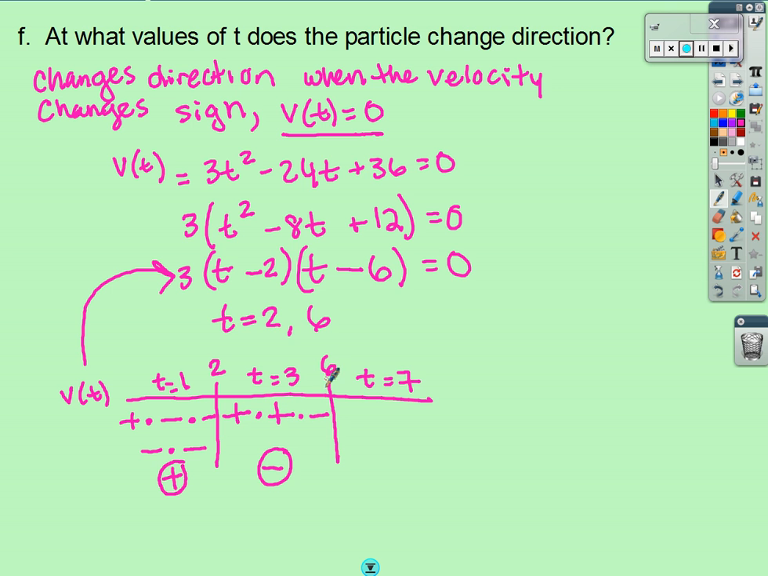Let's check when time equals 6. Plug in 7. This 3 is always going to be a positive factor. Times 7 minus 2 is positive, and 7 minus 6 is also a positive answer. I have a positive times a positive, which yields a positive. So again, at 6, it changed signs. Therefore, the particle changed direction at 6.